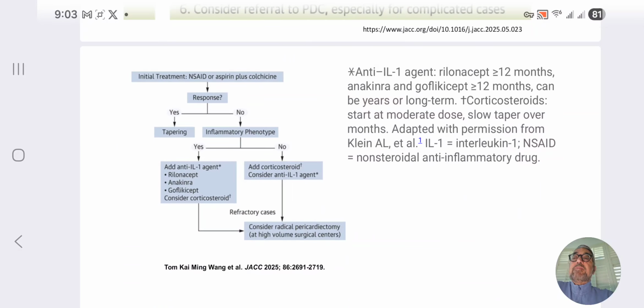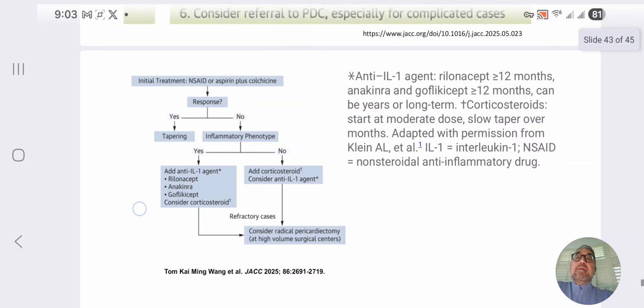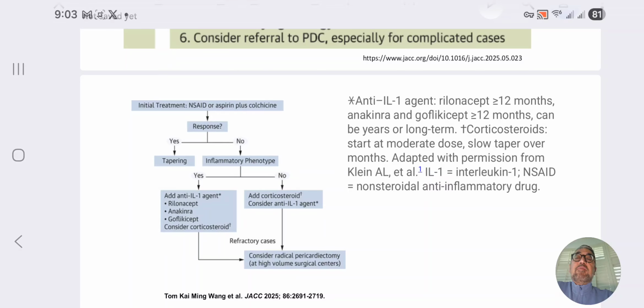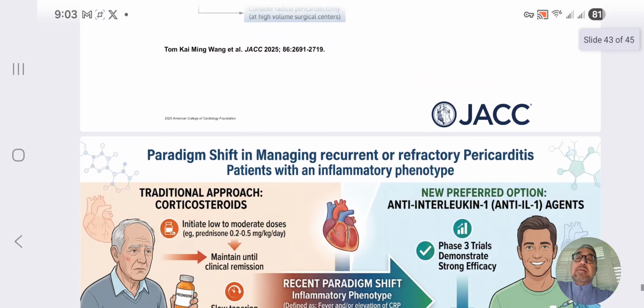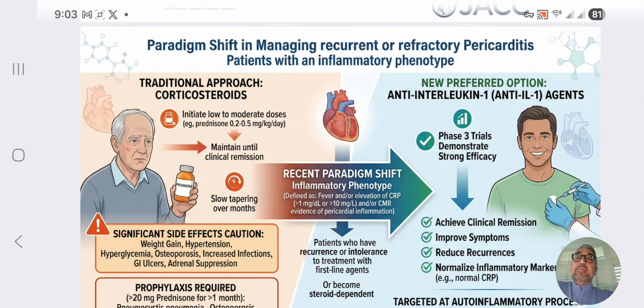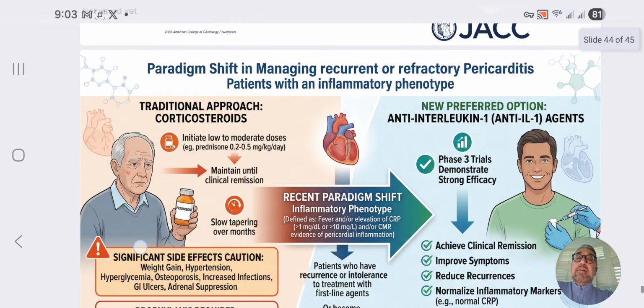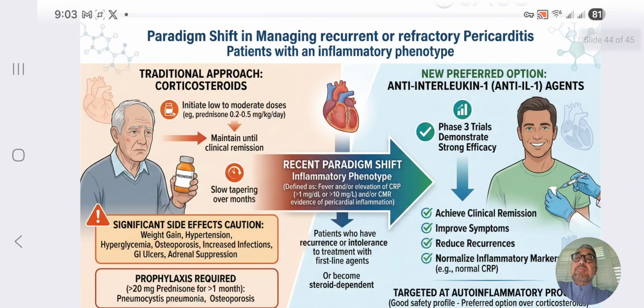There is a flow chart presented by the ACC which goes over how to manage these patients. Interleukin 1 agents for more than 12 months or can be long term in recurrent pericarditis. So there's a paradigm shift in managing recurrent pericarditis. Traditional approach was corticosteroids, that's not in favor anymore. And interleukin 1 agents are becoming more important.